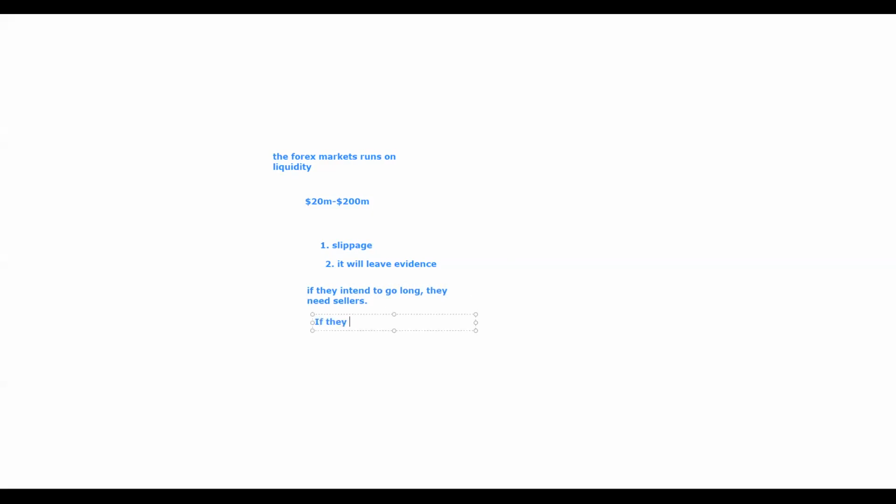If they intend to go short, they need buyers. So this is how they create the liquidity they need to move the market. If they intend to go short, they need to find buyers. If they intend to go long, they need to find sellers.